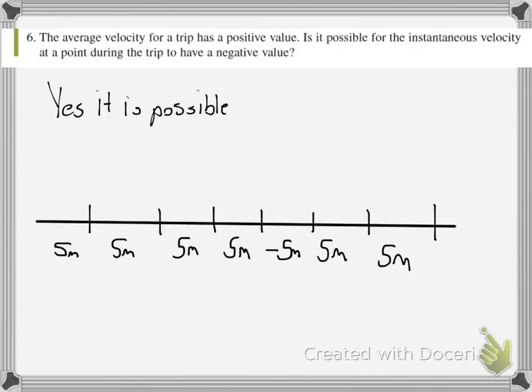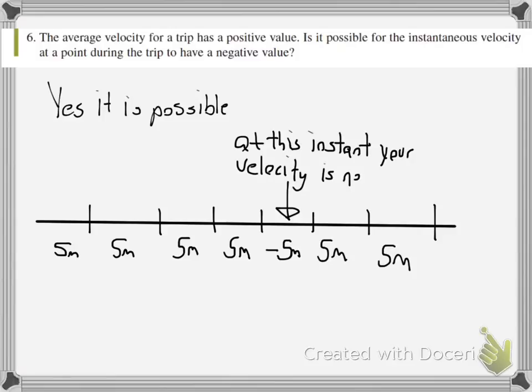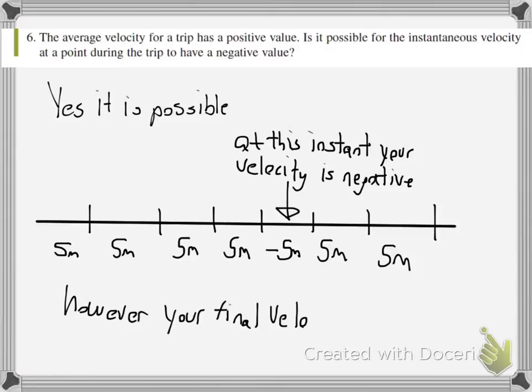So we would say that at the point where it covers a displacement of negative 5 meters, we would have a negative instantaneous velocity. And we could still have an average velocity that is positive if our overall displacement is positive.